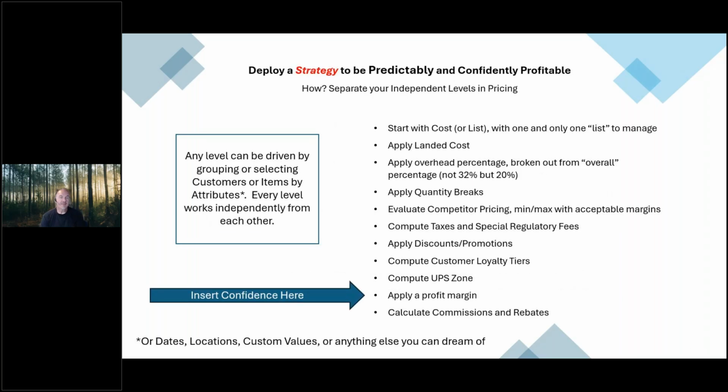What we're really aiming for is for you to deploy a strategy to be predictably and confidently profitable. And how you do that is you separate your independent levels of pricing. You make them independent of one another. So for instance, the things that we've talked about, you can start with cost. You can add landed costs if you want. You can break out your percentages to 20%, apply your quantity breaks, get your discounts, your promotions all going as well. Any level that you have is independent of any other level.